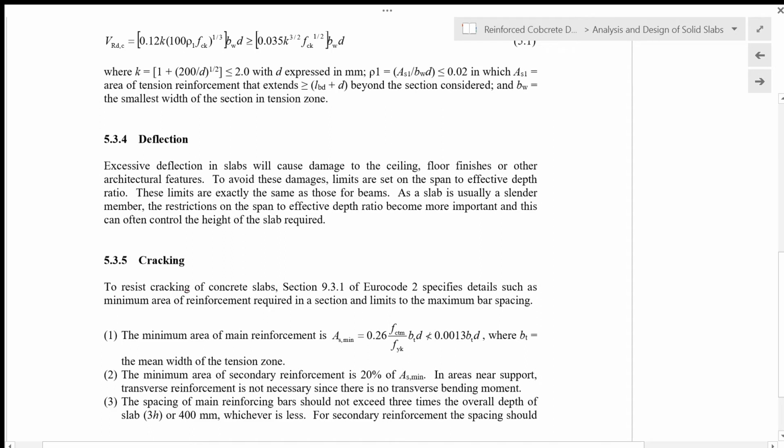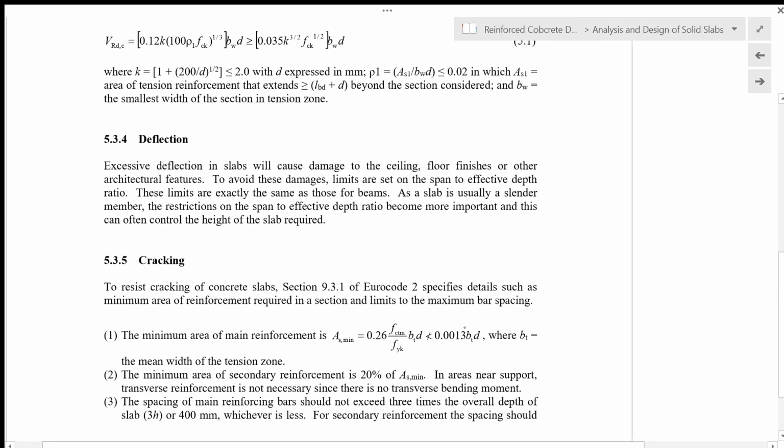So to resist cracking of concrete slabs, Section 9.3.1 of Eurocode 2 specifies details such as the minimum area of reinforcement required in a section and limits to the maximum bar spacing. The minimum area of main reinforcement is given by this equation here, similar to the As,min in beams as well. And b normally is 1000 mm or 1 meter width.